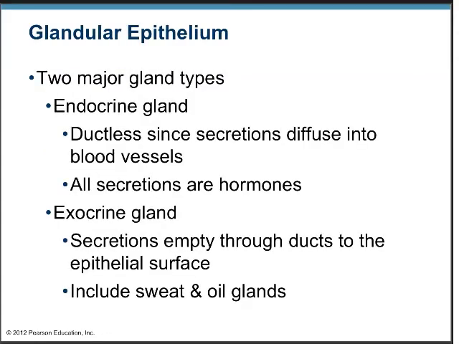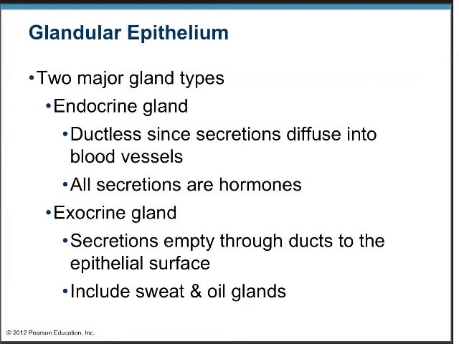There's two major types of glandular epithelium. Endocrine glands are what we call ductless because they don't have a hose that allows their products to get to the outside world. Instead, what they have to do is secrete their products directly into the bloodstream using one of those forms of membrane transport that we talked about earlier in the lecture.